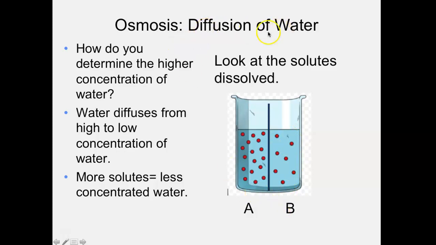Now, we're looking at water diffusing. If water can pass through this membrane, which way does water want to flow? Water wants to flow from high concentration to low concentration. The more solutes you have, the more stuff you have in the water, the less concentrated the water is. So in terms of just water, side A has less water than B. B has more water. So the higher concentration of water here is side B. If B has a higher concentration of water, it is going to want to flow to side A.